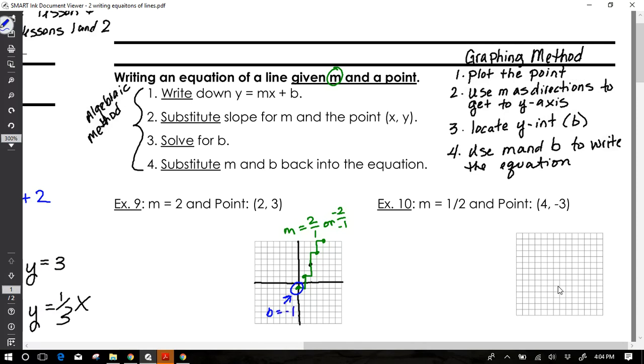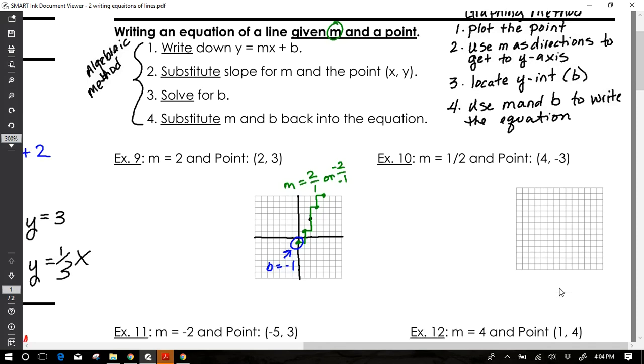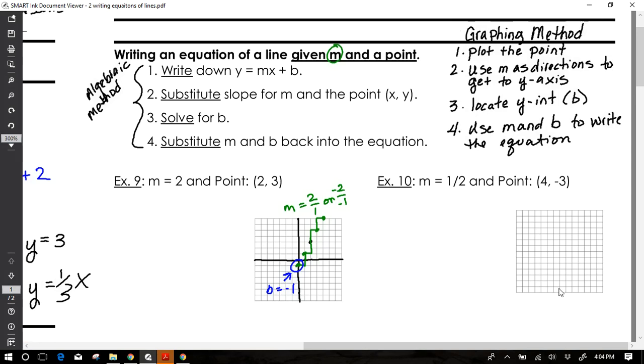And so what this now allows me to do is to write the equation of this line. So I have y equals, the m was 2, and the b is -1. And that's the equation of the line. Fantastic job. I want you to practice doing that on your own, okay? I want you to try the graphing method for example number 10.